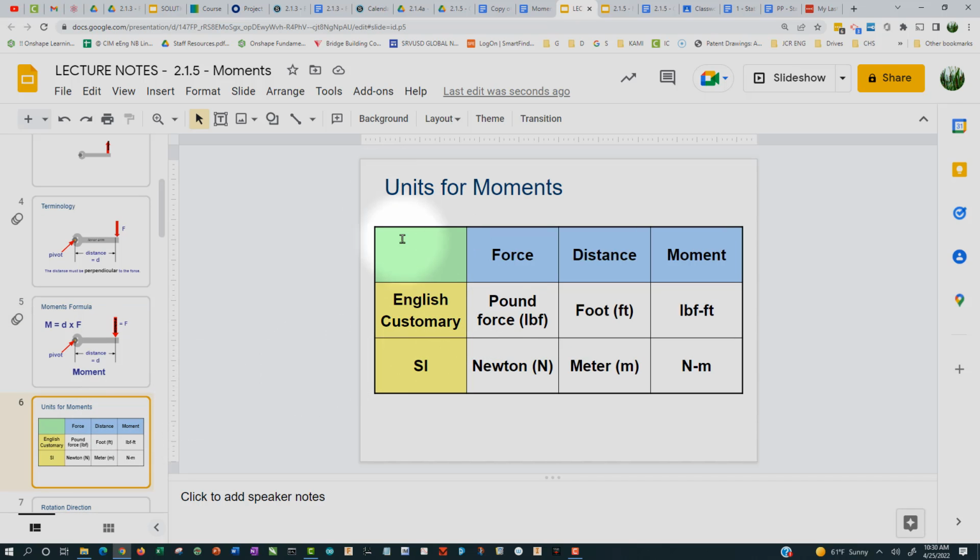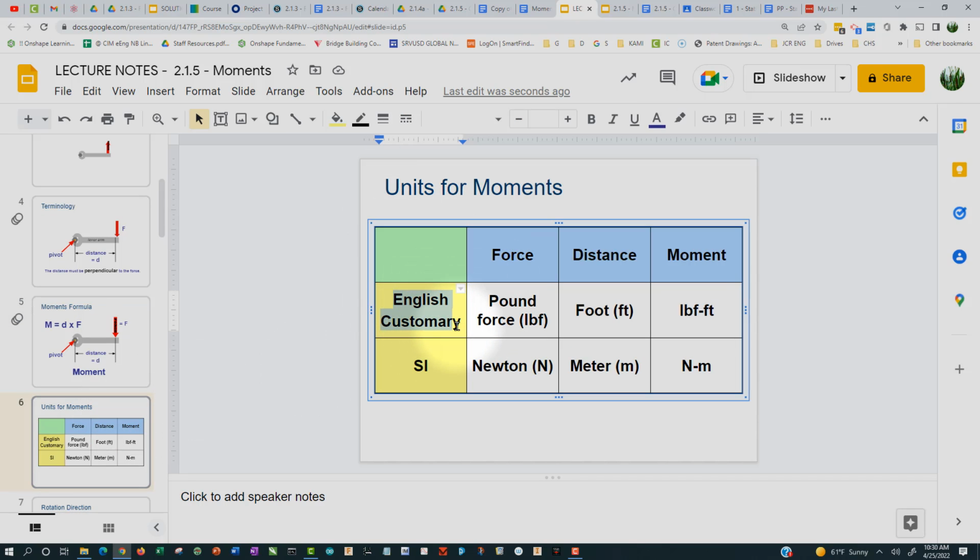In terms of the units, in English customary or imperial, the force is in pounds and the distance is in feet, so we get pound-foot. That is an unpleasant system to work in. For SI, we have the Newton, the meter, and then the Newton times the meter. You would say that as Newton meter. You wouldn't turn that into a joule. Remember that when we define work, a Newton times a meter is a joule. But in this particular case, we're not involving work, so we would just call this a Newton meter.